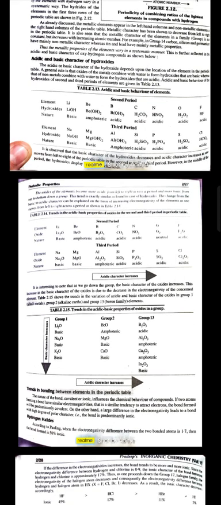The oxides of an element become more acidic from left to right across a period and more basic from top to bottom down a group. The trend is exactly similar to that of hydroxides. The change from basic to acidic character can be explained on the basis of increasing electronegativity of the elements on moving from left to right across a period as shown in table 2.14.